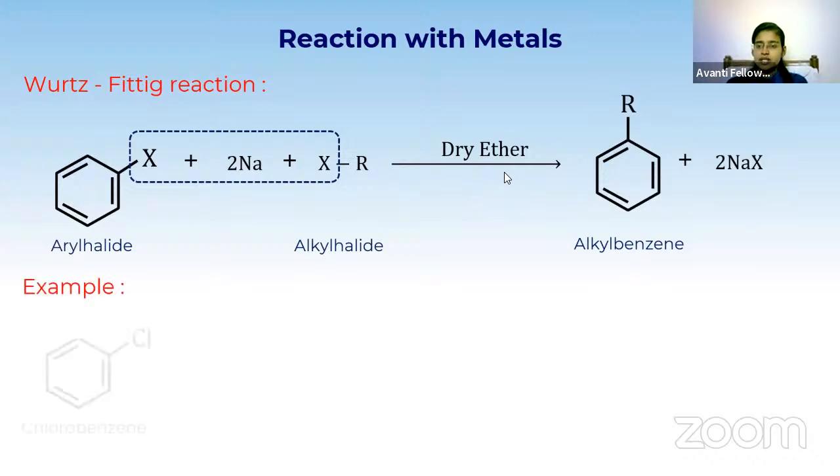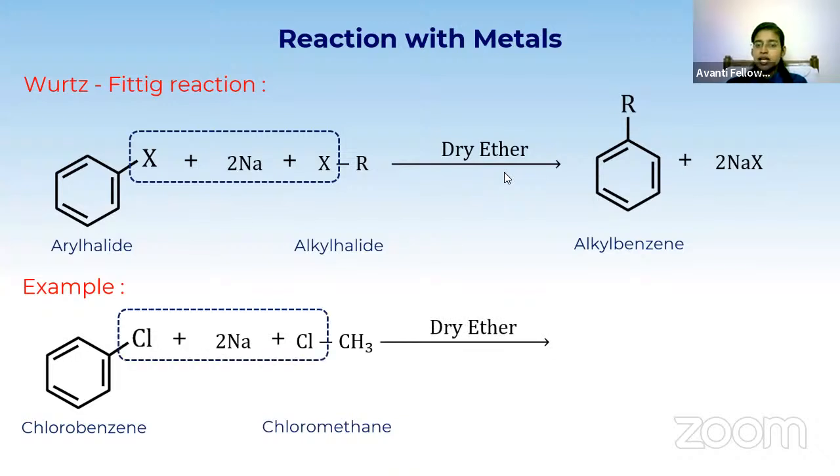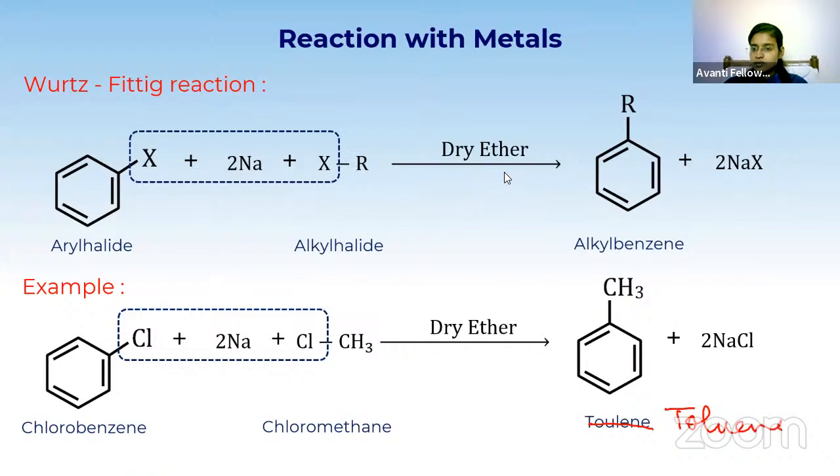I will give you an example. I have taken chlorobenzene and 2 sodium and CH3Cl, chloromethane. In presence of dry ether, I have to remove the 2NaCl and connect the 2 parts, the phenyl part and the CH3 part, so that I will get a toluene compound. If CH3 is present on the ring, it is called toluene. Got it? This is about the Wurtz-Fittig reaction.